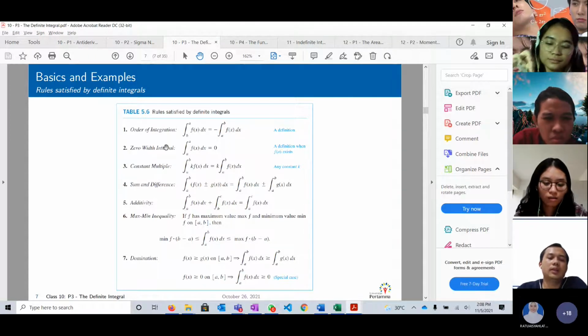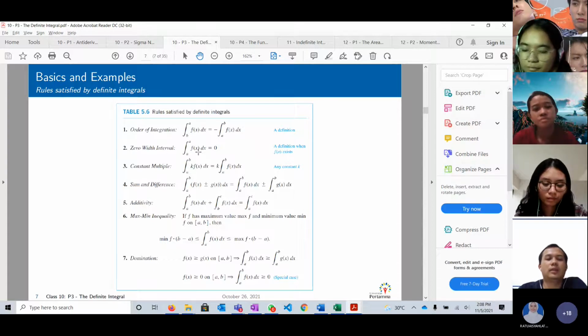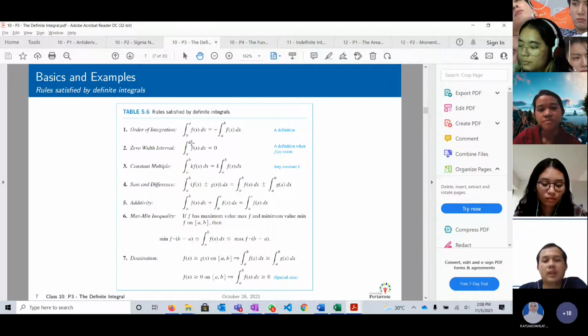Then there is this zero width interval. If the lower limit and the upper limit are the same, then the integral must be 0.